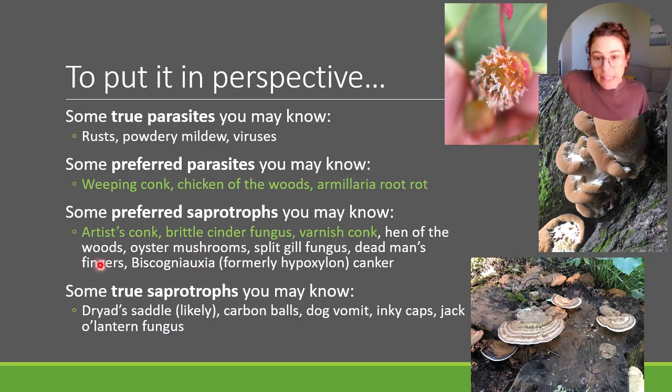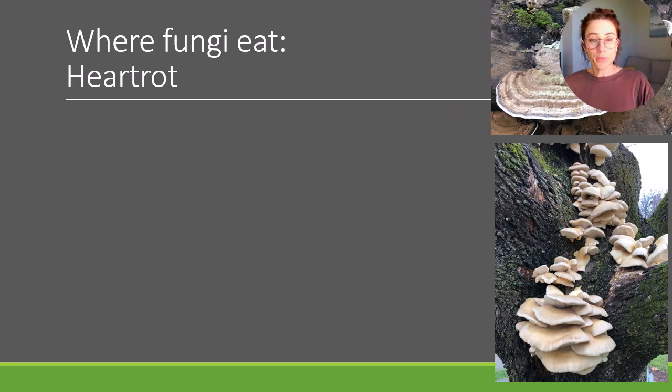And so again, mostly what I want you to understand about this is that they exist on a spectrum. Some of them can be parasitic, some of them can be more saprotrophic. Not all fungi are created equal, and some of them are even more pathogenic, meaning they're able to cause more disease than others. And partly it is because of this reason. But let's talk about where these fungi would feed. So generally, a lot of the wood decay fungi that we talk about are heart rotters or heartwood decayers.